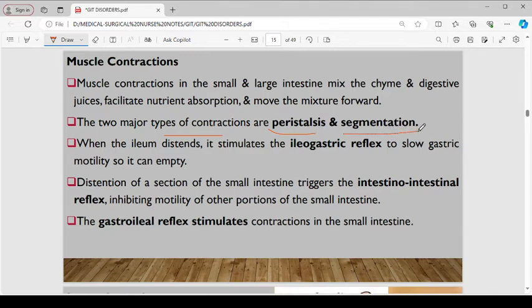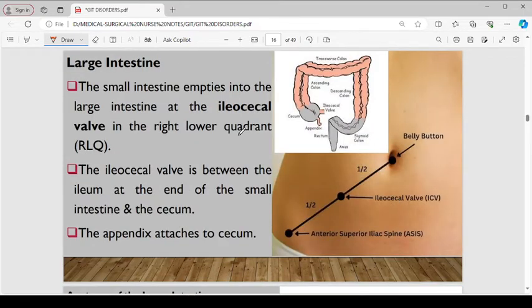When the ileum distends, it stimulates the ileogastric reflex to slow gastric motility so it can empty. Distension of a section of the small intestines will trigger the intestinal reflex, and this will inhibit motility of other portions of the small intestine. The gastroileal reflex will stimulate contraction in the small intestines.